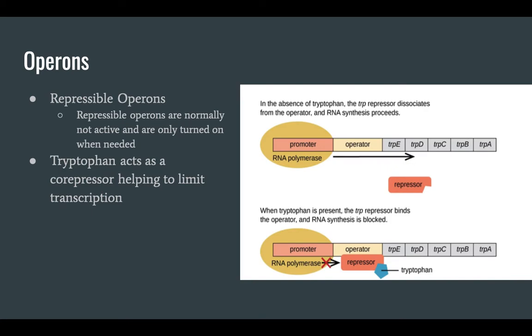Next, repressible operons. Repressible operons are normally active and only turned off when needed. As you can see here in the trp operon, tryptophan acts as what's called a co-repressor, which binds the repressor and helps it to limit transcription. In the absence of tryptophan, the repressor dissociates from the operator and RNA synthesis proceeds. The repressor needs the co-repressor to be active and bind to the operator, thus limiting transcription. When tryptophan is present, the trp repressor binds to the operator and RNA synthesis is blocked, as you can see here.